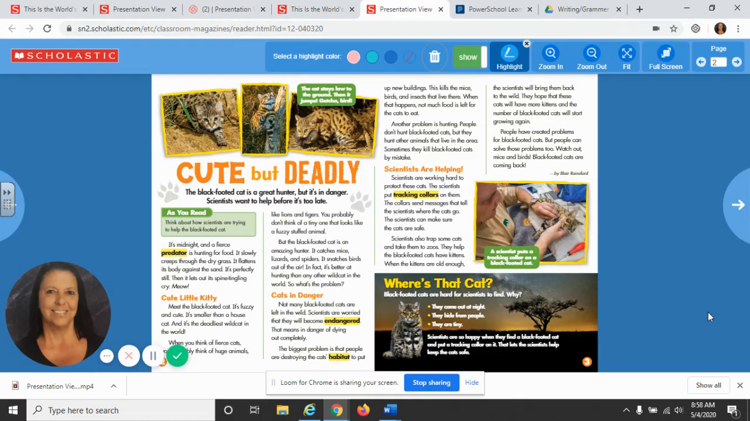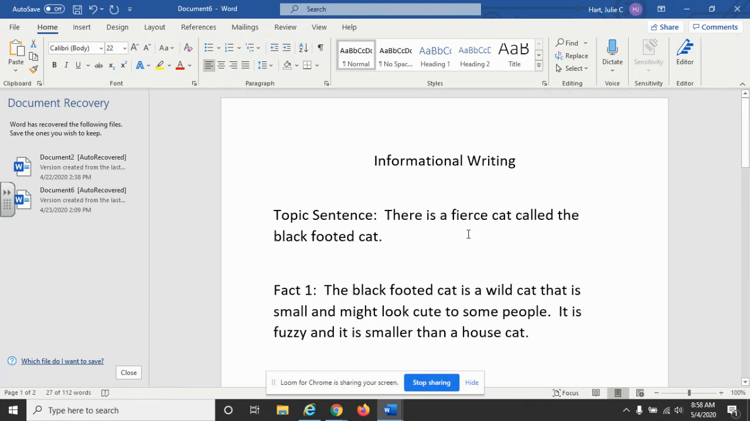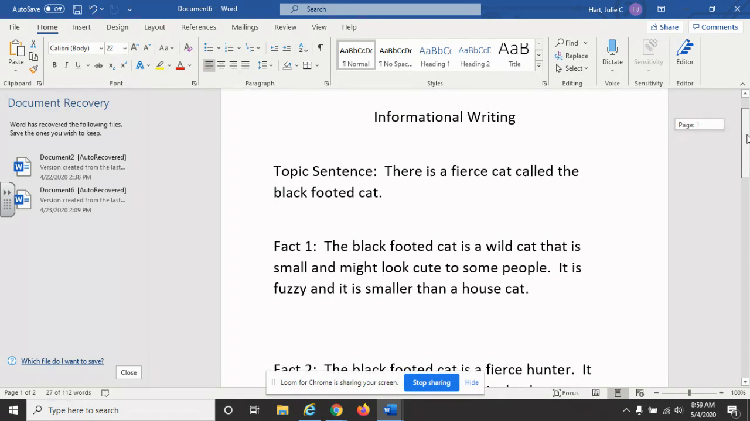The first way that I am going to show you is the informational piece of just writing about the black-footed cat. Again, we're not really going to get into the piece of it being endangered. So if you choose to do that, then you need to make sure in your topic sentence that you simply say there's a fierce cat or tell a little bit about it, that it's just called the black-footed cat. You don't want to mention anything about it being endangered. If you do, then in the body of your paper, you need to mention and tell some details about that. So my first example is just about writing that there is a fierce cat called the black-footed cat.